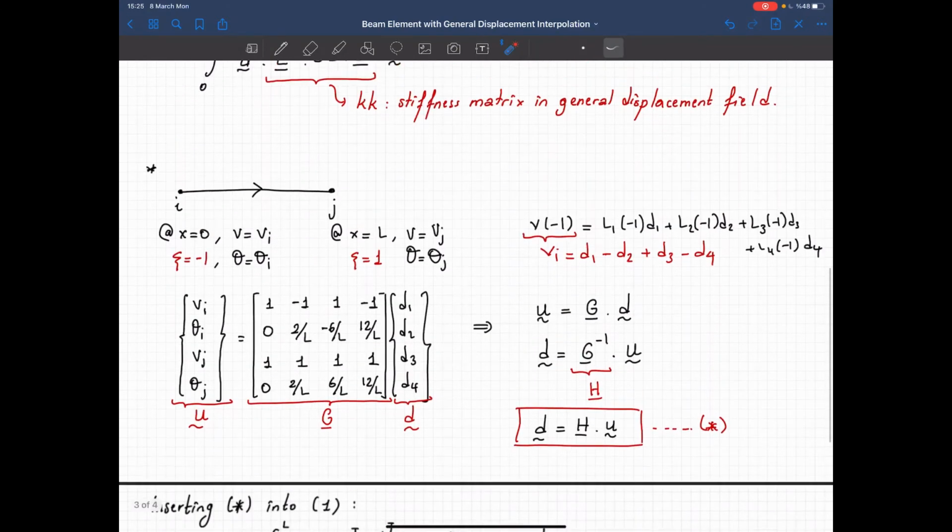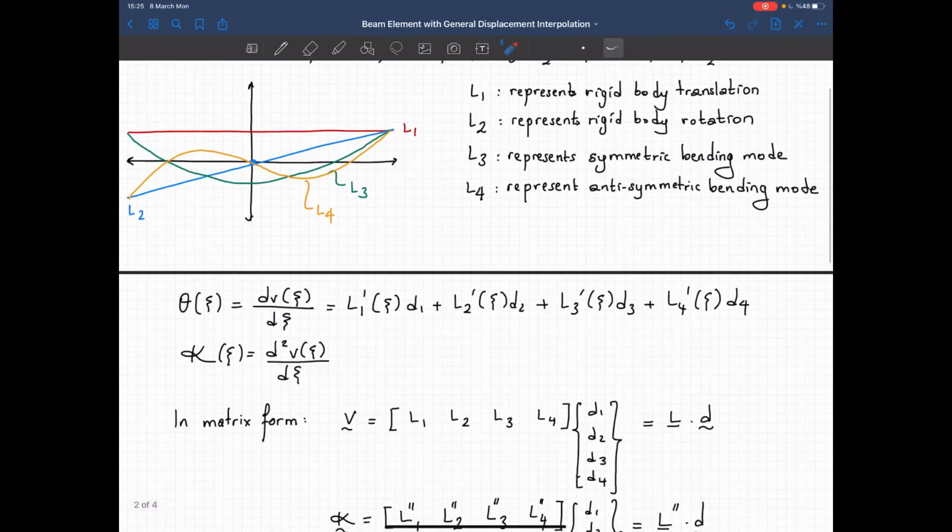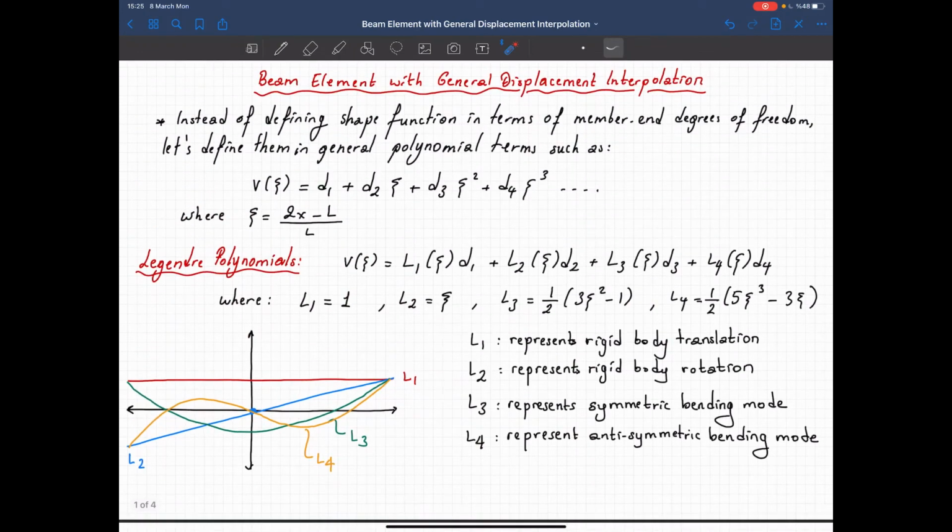Let's go back and go over very briefly what we did. In the previous formulation we used the nodal displacements as our displacement field in the interpolation of the displacement field. But here I'm just showing that I don't have to do that. I can actually define any interpolation function. Of course, I have to make sure that it is an admissible function.